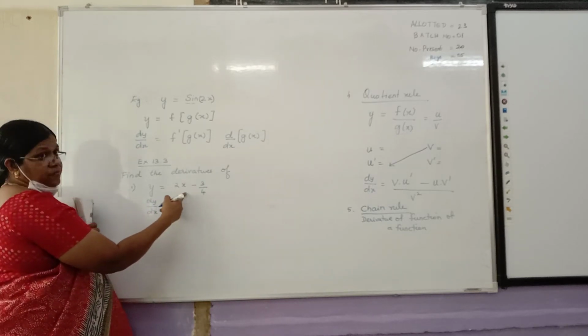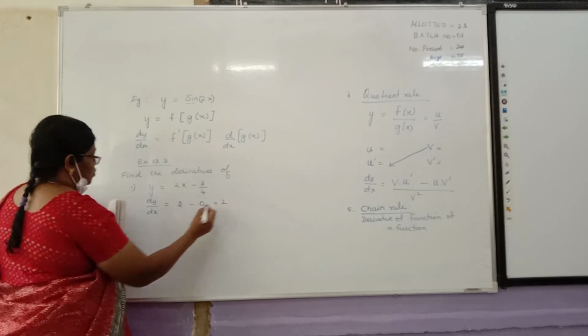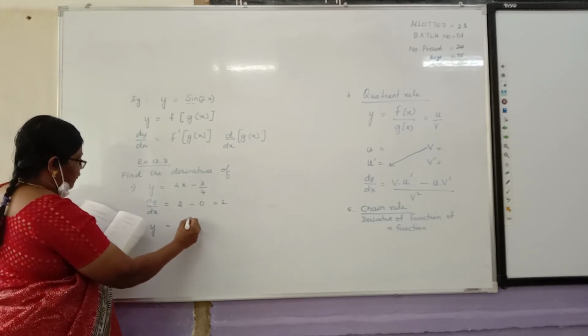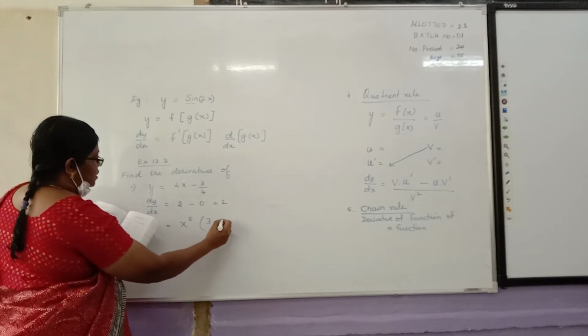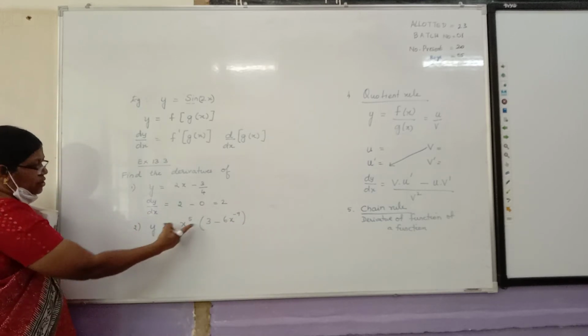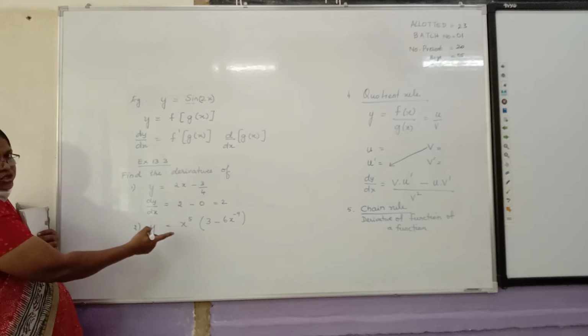Number 2: y equal to x power 5 into (3 minus 6 x power minus 9). So what do you have to apply here? There are two ways: you can apply the UV rule, or take that x inside. Now I am going to teach UV only.